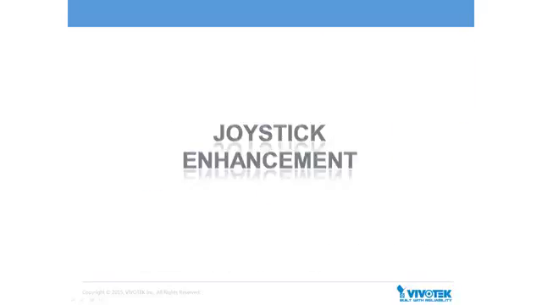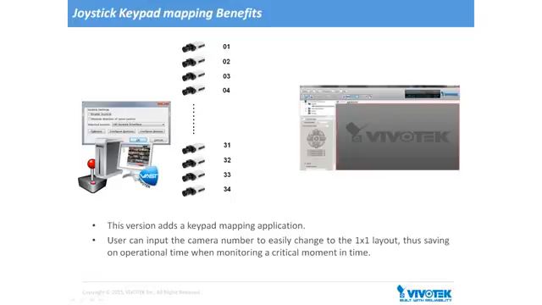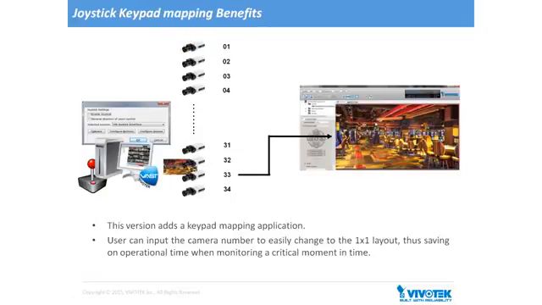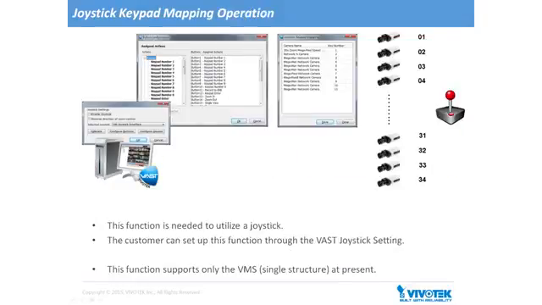Now let's explore the joystick enhancement feature. VAST version 1.11 adds a joystick keypad mapping application. Users can input the camera number to easily change to the 1x1 layout to monitor a critical moment in time. To utilize a joystick, users can set up this function through the VAST joystick setting. At present, it supports only the VMS under single structure.